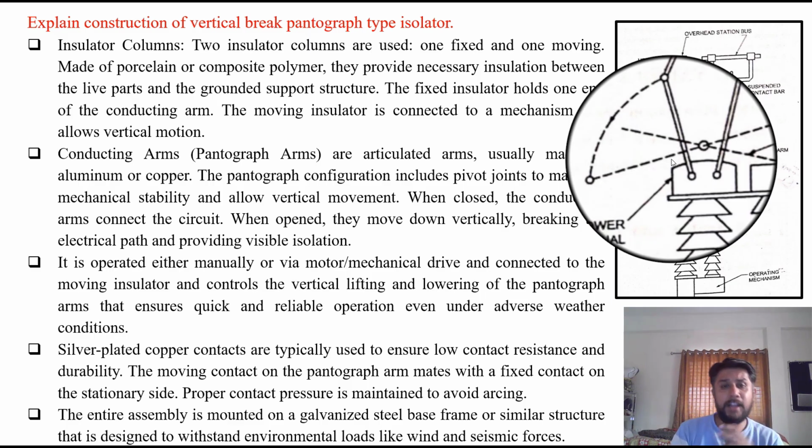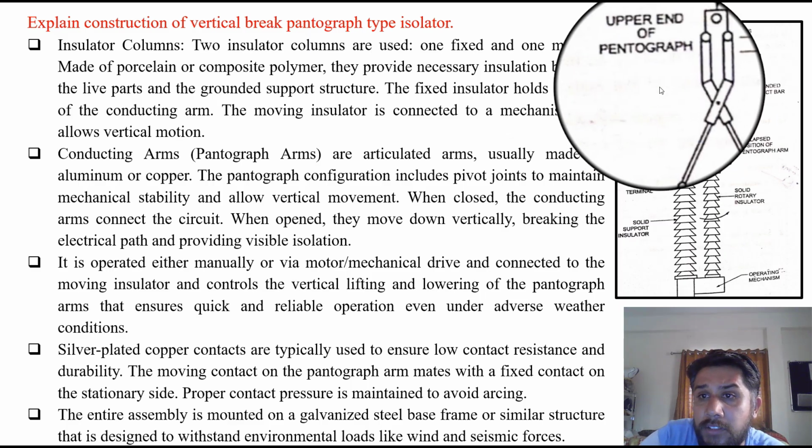Now, conducting arms, or the articulated arms, are usually made of aluminum or copper. The pantograph configuration includes pivot joints to maintain mechanical stability and allow vertical movement. When closed, the conducting arms connect the circuits like this. When open, they move downward vertically like this, breaking the electrical path and providing visible isolation.